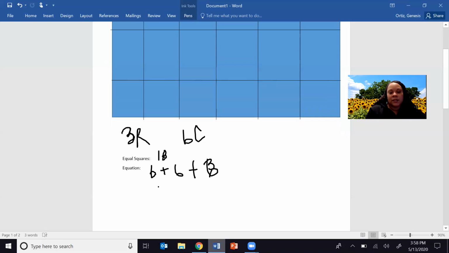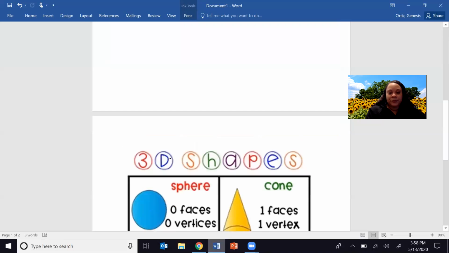Just 6 plus 6 plus 6. You could have added 3 6 times, or you could do 3 times 6. Either way, you'll still get the same answer of 18 equal squares.